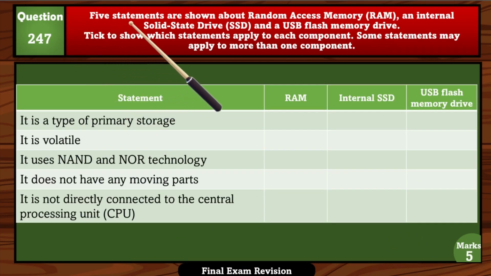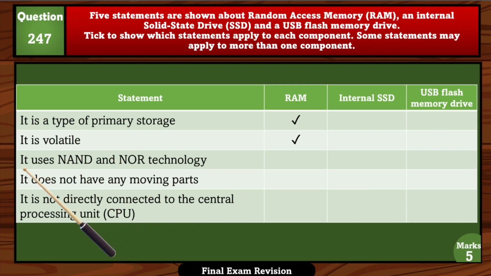Question 247. Five statements are shown about random access memory, RAM, internal SSD, solid-state drive, and a USB flash memory drive. Pick to show which statement applies to each component. Some statements may apply to more than one component. Statement number 1, it's a type of primary storage, so only RAM is a type of primary storage. It is volatile, so RAM is volatile.